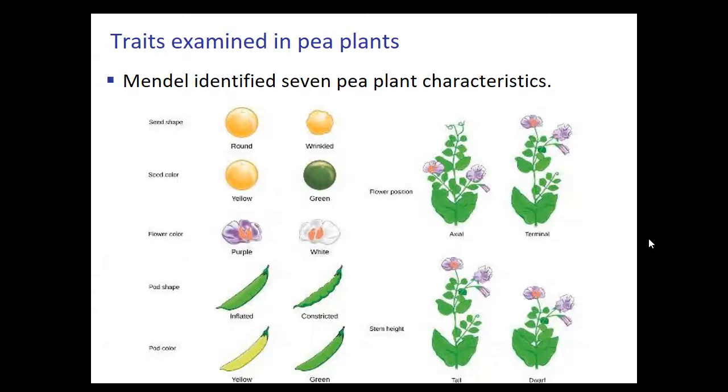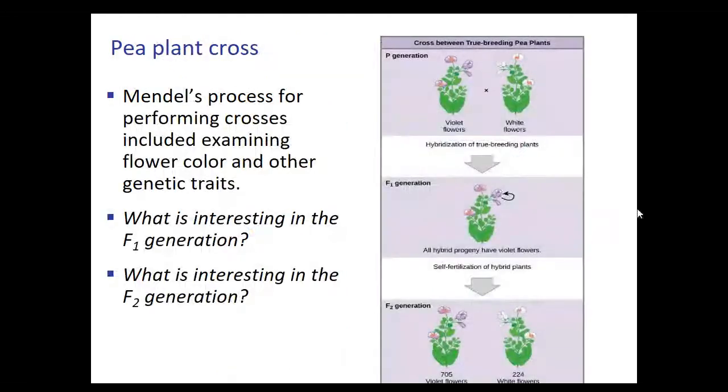So he would maybe breed a plant that had round seeds with a plant that had wrinkled seeds, and then see what the offspring would have. And because each plant produces so many seeds, he would count. One plant might produce a few hundred seeds, and maybe some would be yellow and some would be green, and he would count them.